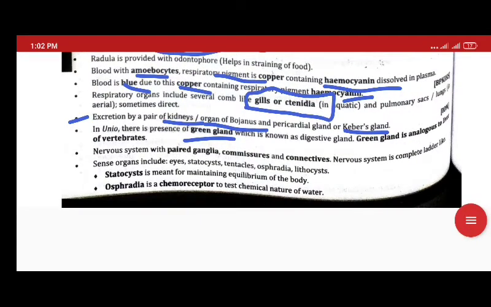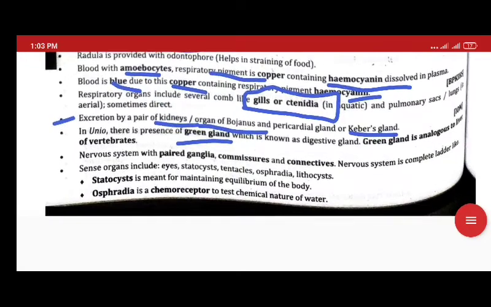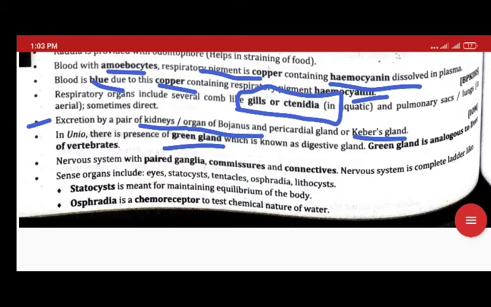The digestive gland is analogous to the liver because it does the same function as the liver. Analogous organ means different origin but the same function. In the evolution topic we have covered this. Now the nervous system has paired ganglia with connectives. The nervous system is also complete, ladder-like.